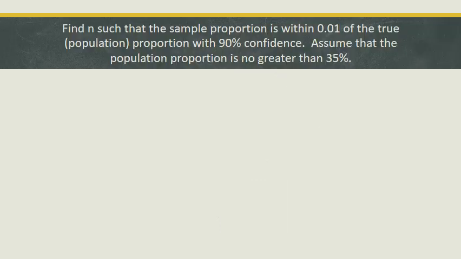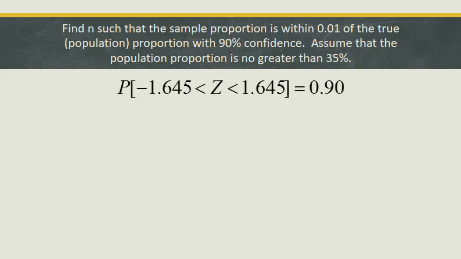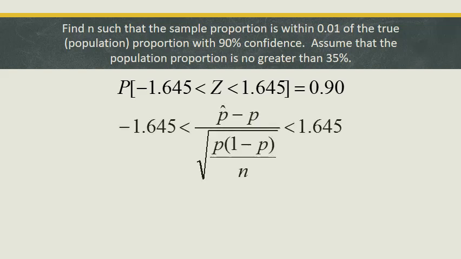Next, we're going to try a sample size question. We want n such that p-hat is within 0.01 of p with 90% confidence. And we assume that p is no bigger than 35%. Okay, we've already seen questions like this in the past. We know that this question is all about half-width. Beginning with the confidence level, we know that the middle 90% of the z distribution is between plus and minus 1.645. Next, we replace z with the formula for z.